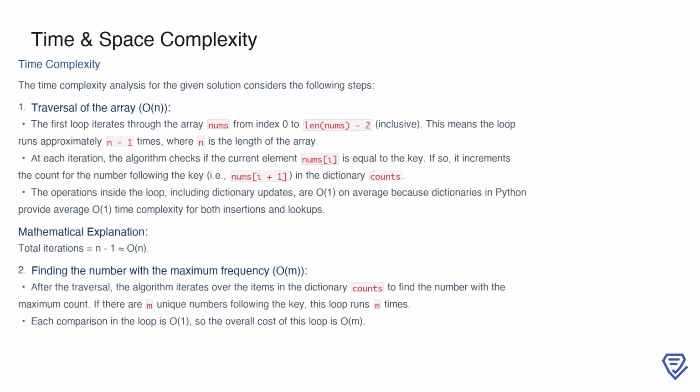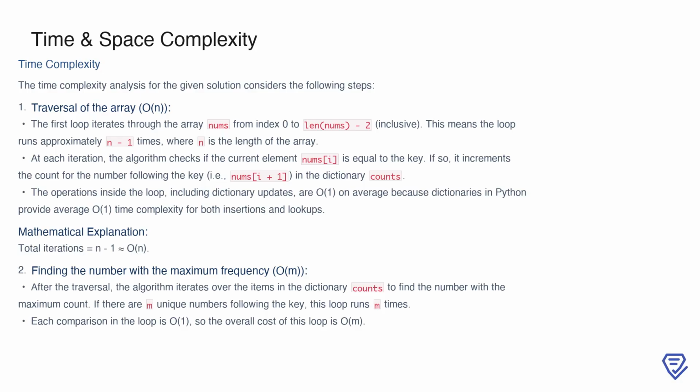To analyze the time complexity of this solution, we start by examining the first step, traversing the array. The algorithm iterates through the nums array from the first element up to the second to last element, performing approximately n-1 iterations where n is the length of the array. This traversal is linear, meaning it has a time complexity of O(n). During each iteration, the algorithm performs a constant time operation to check whether the current element matches the key and, if so, updates the count in the dictionary. Since dictionary operations like insertions and lookups have an average time complexity of O(1), these updates do not add significant overhead.